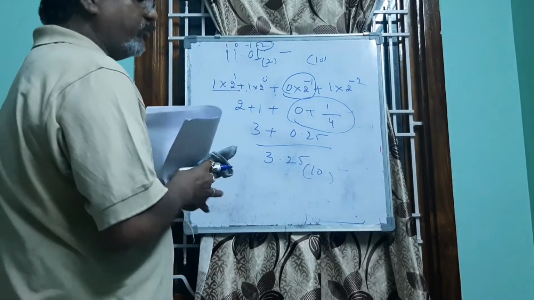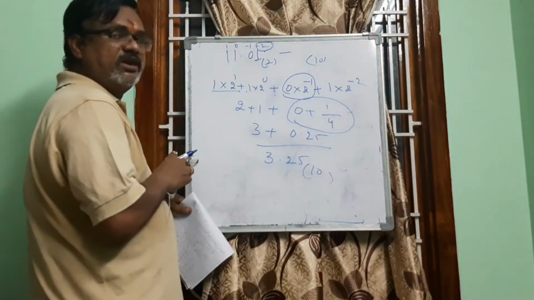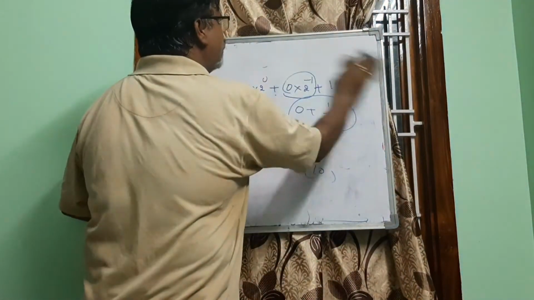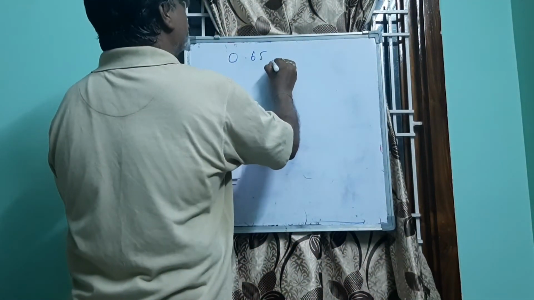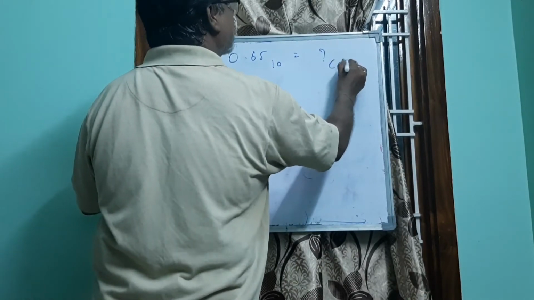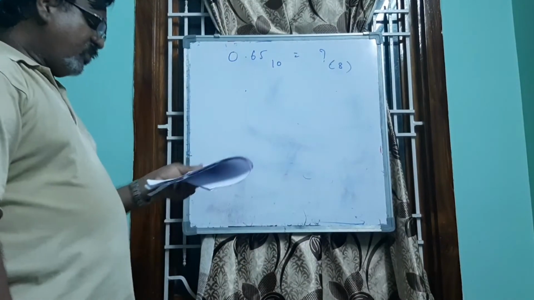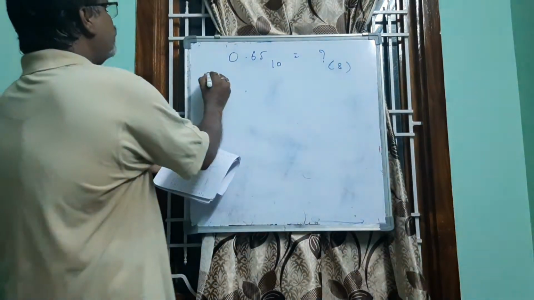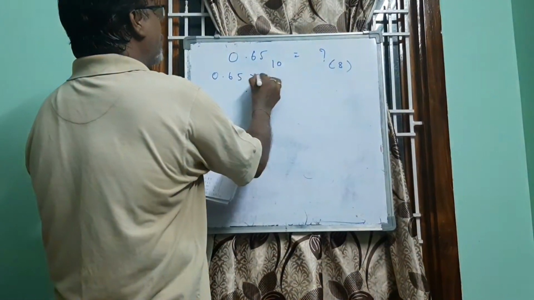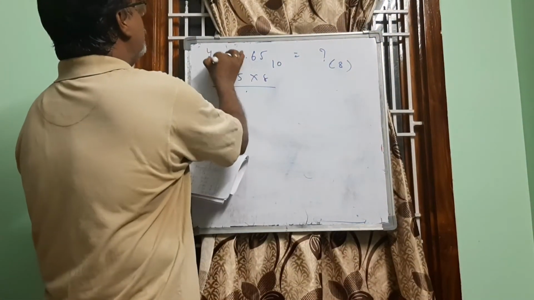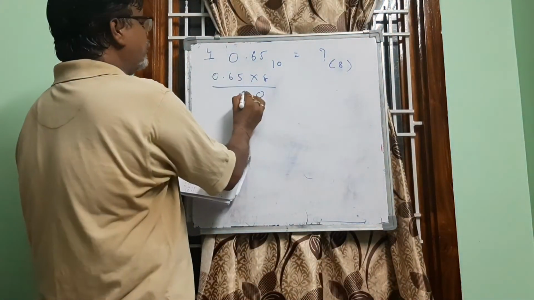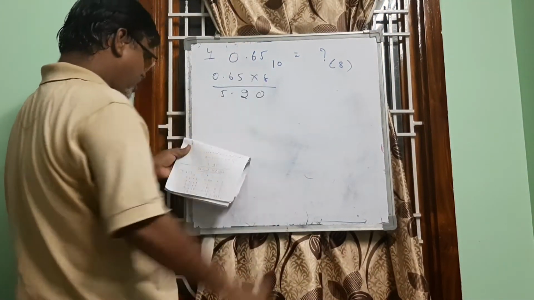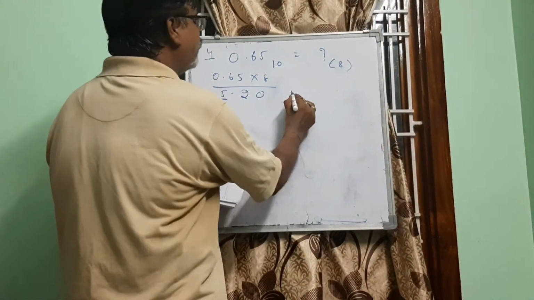You take one more decimal number to convert it to its equivalent octal value. 0.65 base 10 is equal to what octal number? So here we have to multiply. So this 0.65 we are multiplying with 8. 8 5s are 40, 8 6s are 48, plus 4 is 52. So 5.20. So here I told you, 5 you are going to write here.